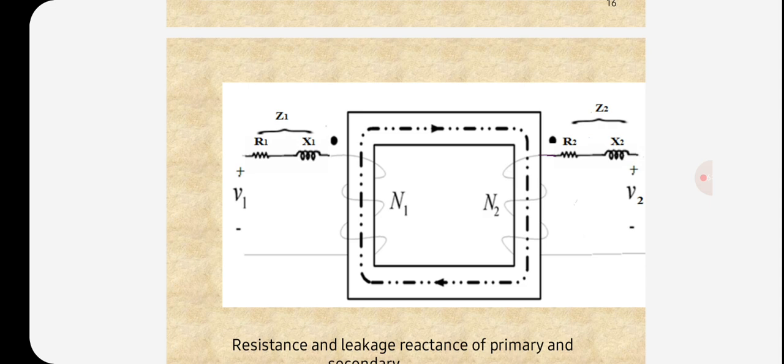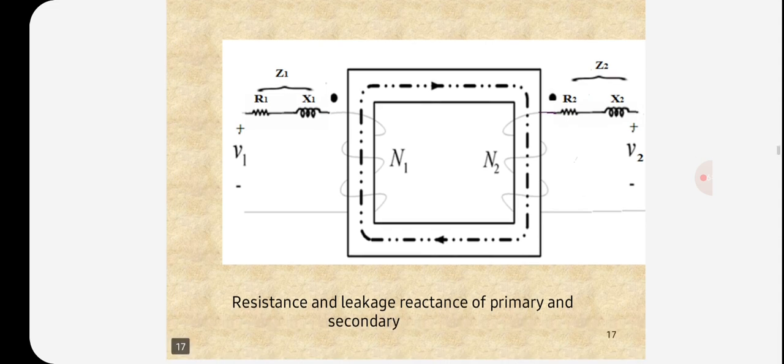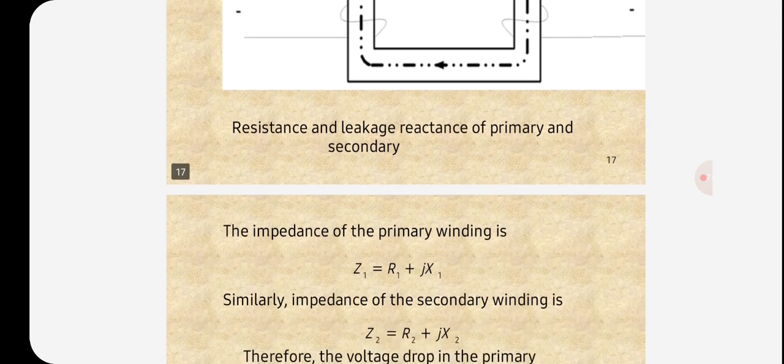So in primary, V1 is equal to E1 plus I1 into R1 plus jX1, that is equal to E1 plus I1 Z1. In secondary, EMF E2 is equal to V2 plus I2 into R2 plus jX2, that is V2 plus I2 Z2. So in this diagram, on the primary side Z1 is equal to R1 plus jX1, and on the secondary side Z2 is equal to R2 plus jX2. This is the resistance and leakage reactance of primary and secondary.